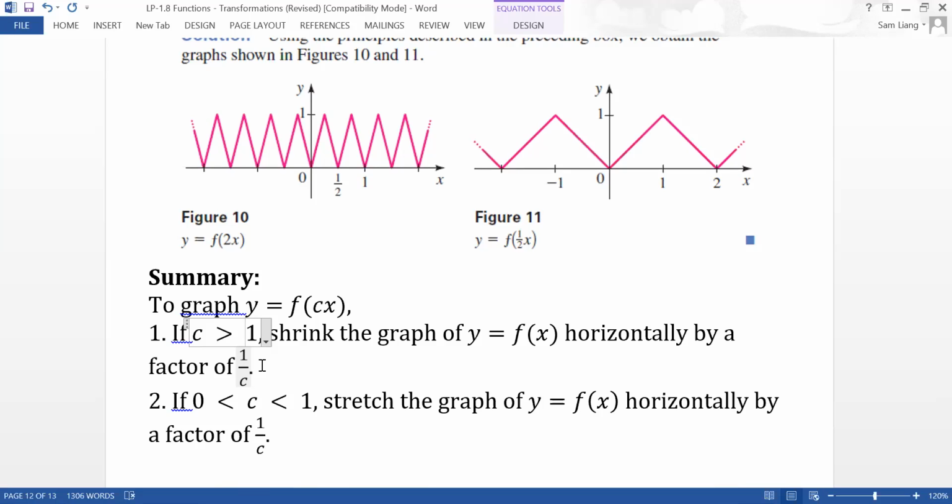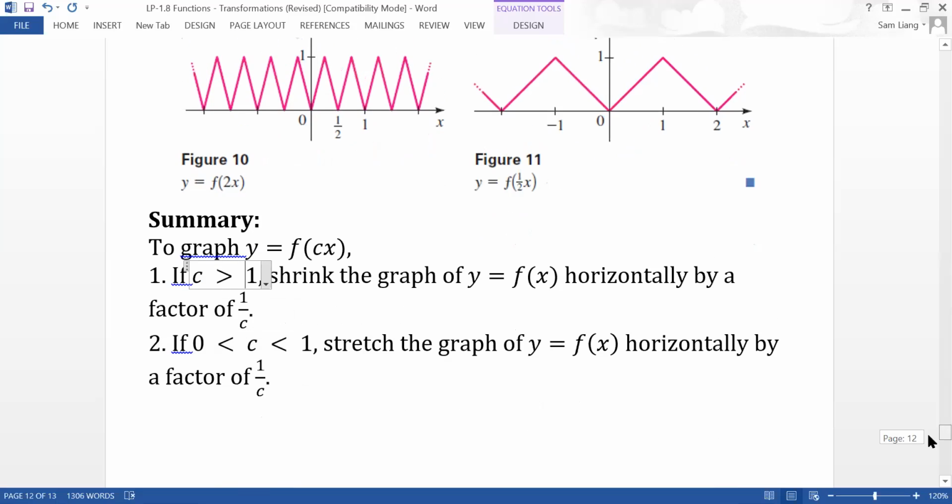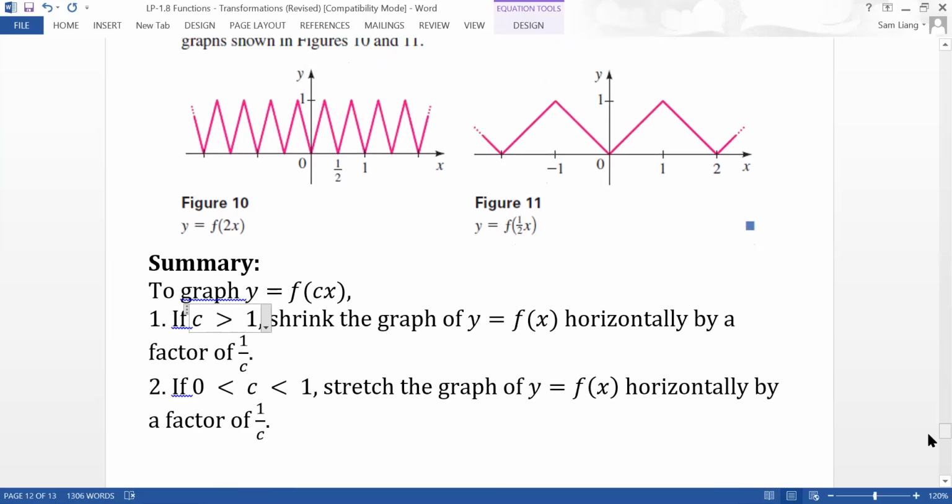It doubles the speed. Now, if it's a fraction, so if it's between 0 and 1, then you stretch it out, right? So it moves more slowly. Note that stretching it out horizontally means that it moves more slowly. So stretch the graph horizontally by a factor of 1 over c. In the case of our sine graph, that's 1 divided by 1/2, so that's 2. So stretch it out by a factor of 2. I don't want to use the word range because that means other things, as we know, but it doubles the span of the graph.